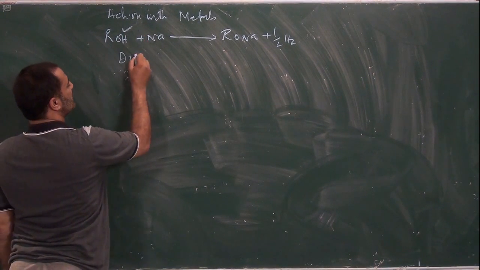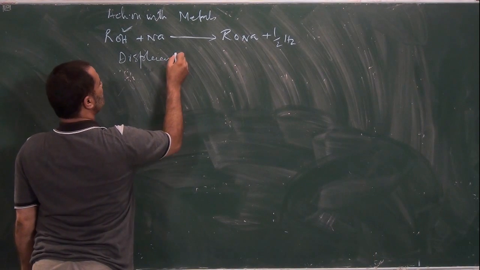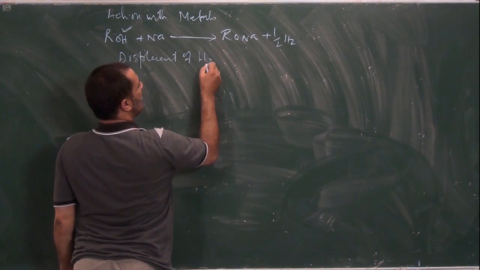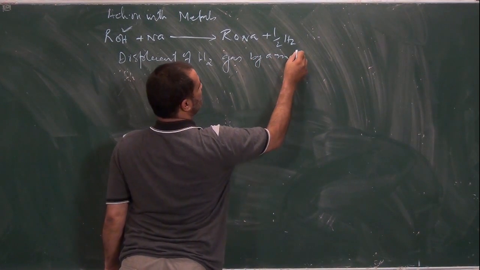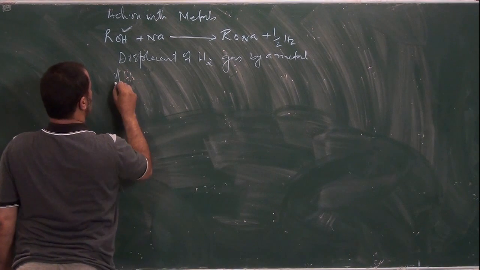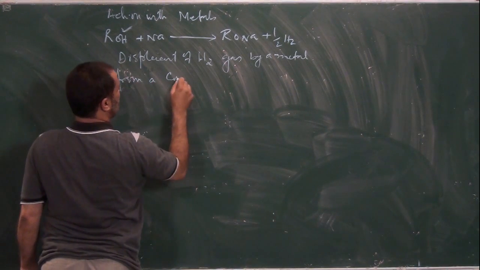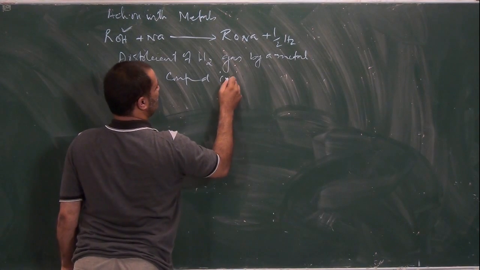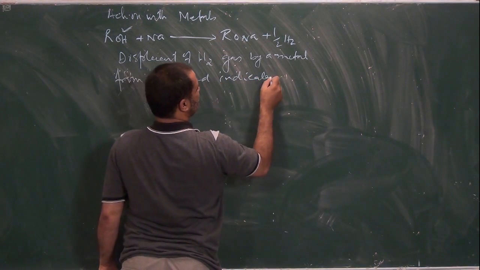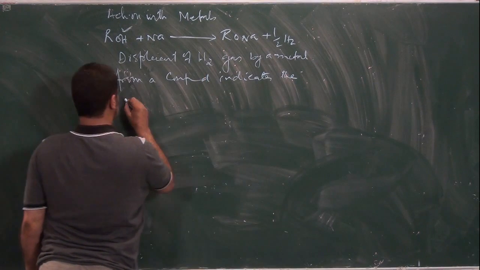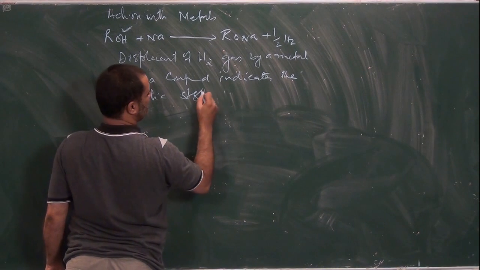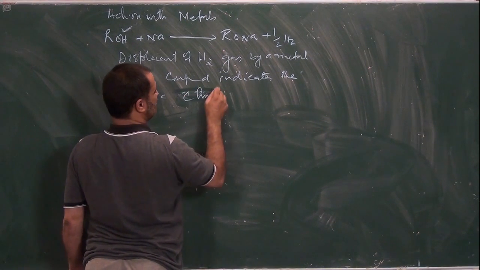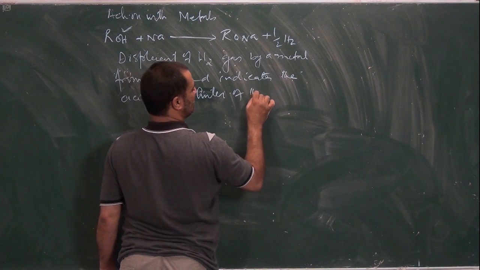So I will write here: displacement of hydrogen gas by a metal from a compound indicates the acidic character of the compound.